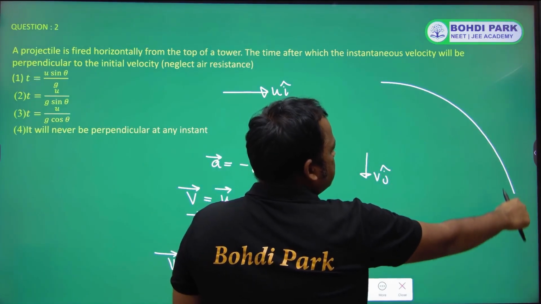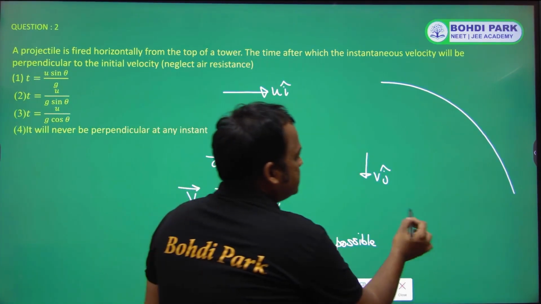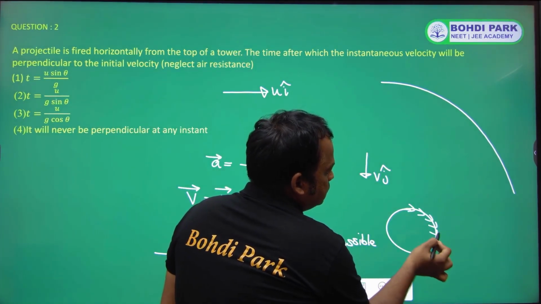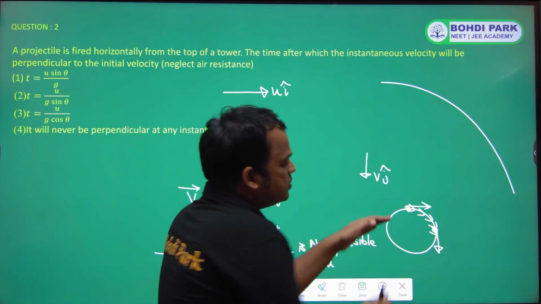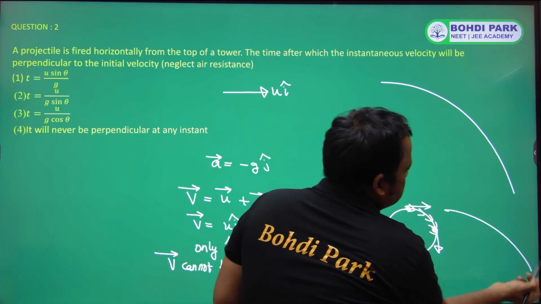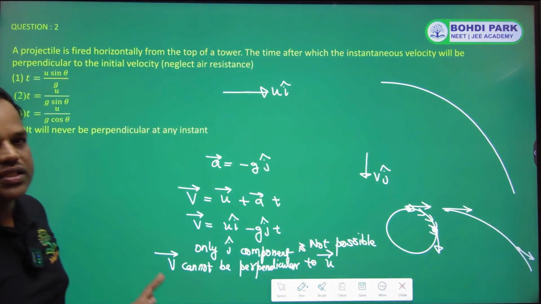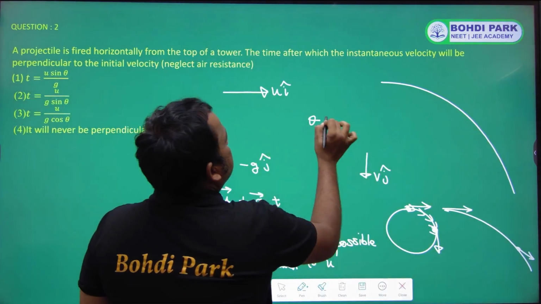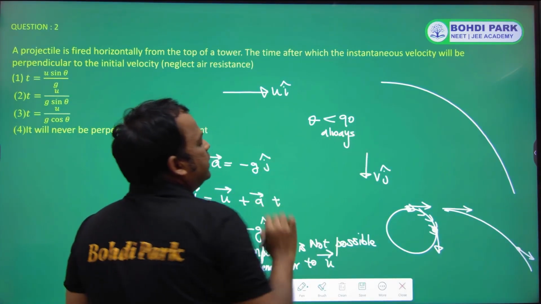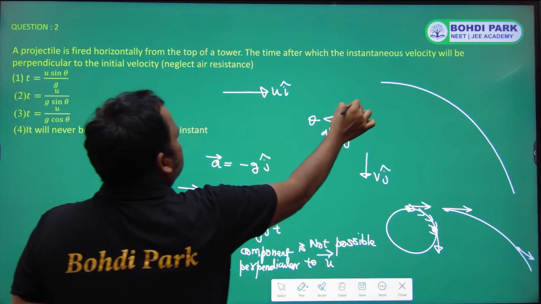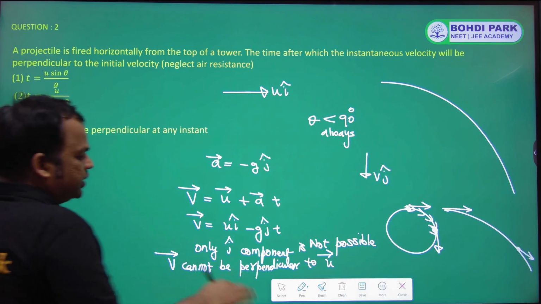This parabola is not a circle. Circle means the curve will come back. A circle is like this. At these 2 points, this is the initial velocity and this is the final velocity in a circle, so these two are perpendicular, but a parabola is not like this. The final velocity is like this, the initial velocity like this. So the angle between initial and final velocity is always less than 90 degrees. Clear? So it is not possible. It will never be perpendicular at any instant. Okay, done. Now the next question.